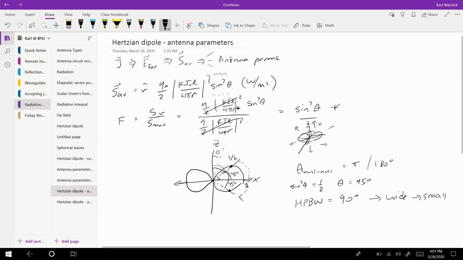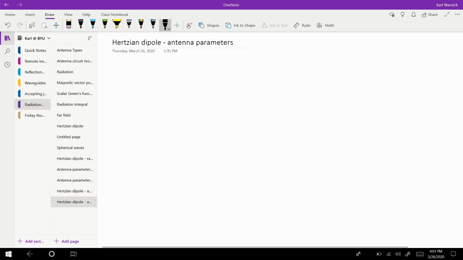Okay, so now let's get a little more space. The next thing we want to do is integrate to get the total radiated power, because we need that for directivity and gain. So we're going to do a double integral of the average power density, r hat, r squared sine theta, d theta, d phi. And again, this is watts per meter squared, which we're integrating over meters squared. Radiated power is a power in watts. It's not a power density. So we're going to plug in for that.